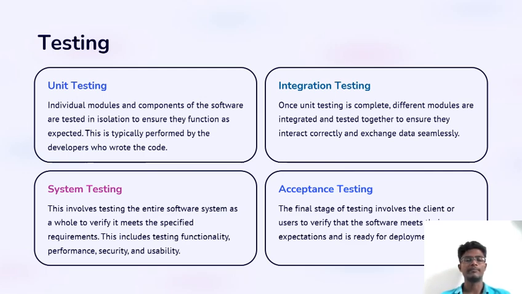seamlessly. The next one is system testing. This involves testing the entire software system as a whole to verify it meets specified requirements. This includes testing functionality, performance, security, and usability. The next one is acceptance testing. The final stage of testing involves the client or user to verify that the software meets the expectations and is ready for deployment.